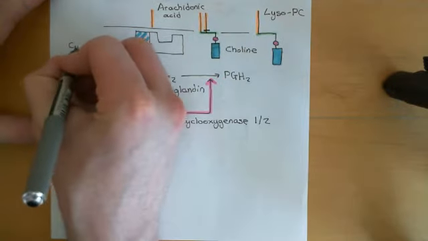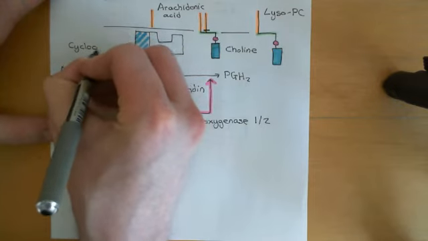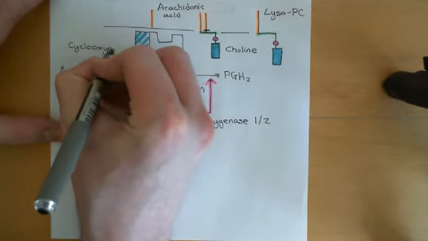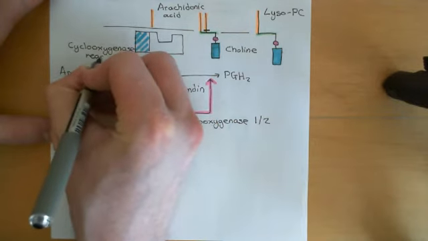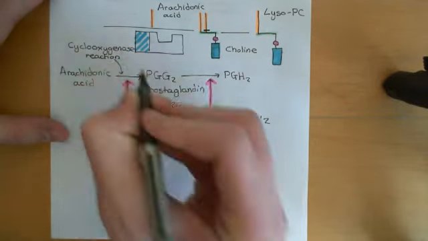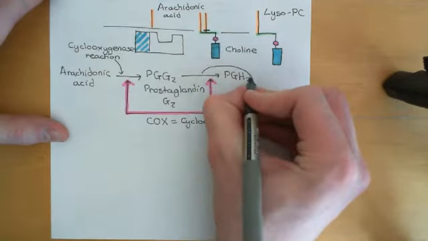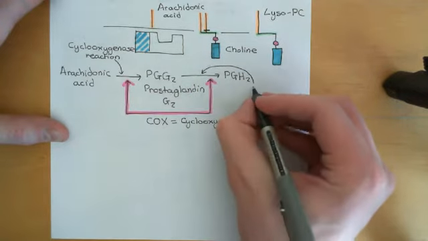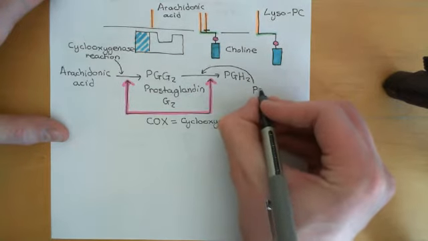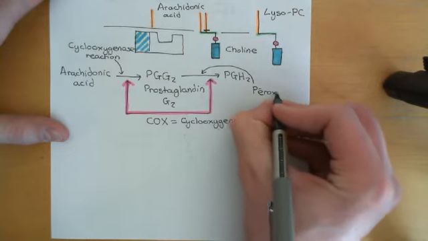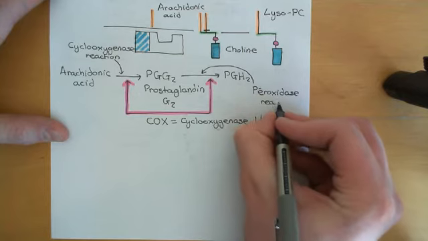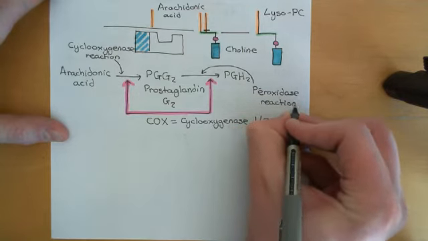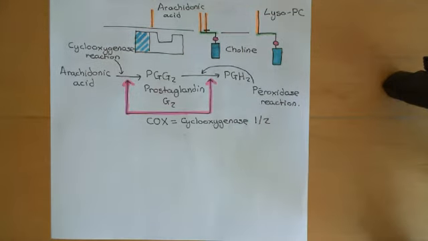Now, these reactions are actually so important that they have their own special names. The conversion of arachidonic acid into prostaglandin G2 is called the cyclooxygenase reaction. That's the first reaction catalyzed by the cyclooxygenase enzymes. And then the conversion of prostaglandin G2 into prostaglandin H2 is known as the peroxidase reaction.